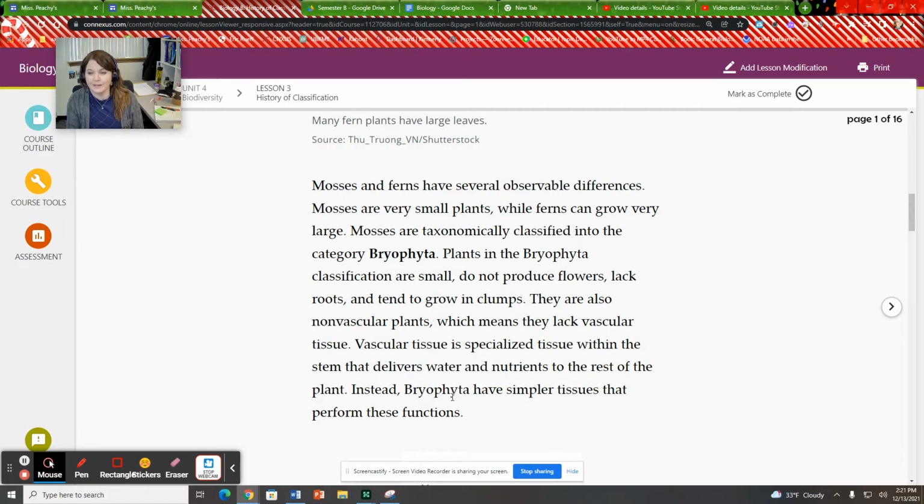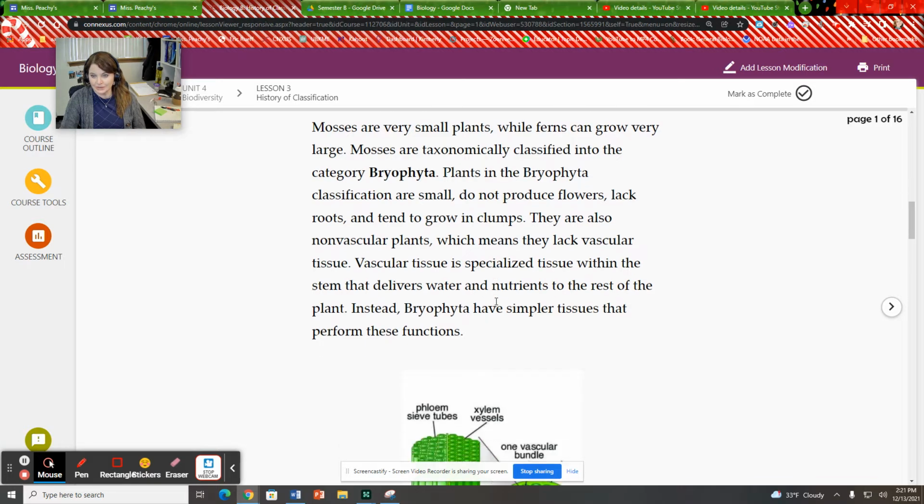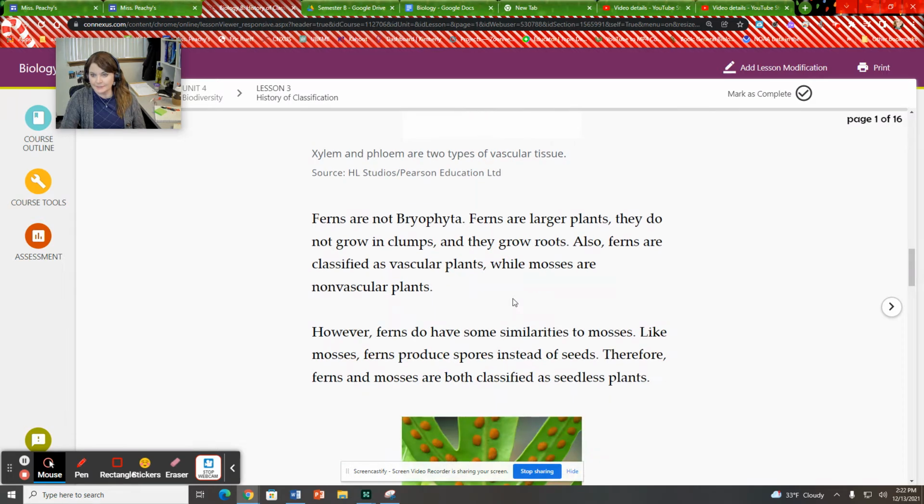From the group of vascular and non-vascular plants, we talk about bryophytes here. Bryophytes are a main type of non-vascular plants. Mosses typically fall into that category of bryophyta. These are small, they don't produce flowers, they lack roots and tend to grow in clumps. They are non-vascular, which means they lack that vascular tissue. They have simple tissues that perform those functions instead.